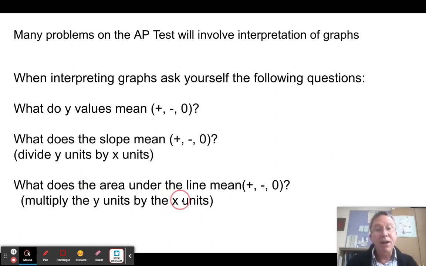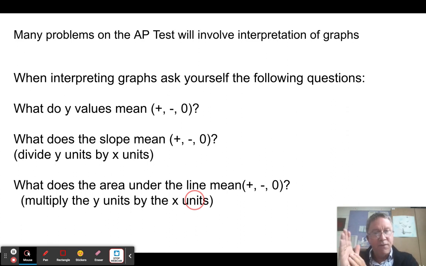The other thing is what the area means. If I multiply the units of the y-axis by the units of the x-axis, what does that give me? If I have meters per second on my y-axis times seconds, that leaves me with meters. Oh, it's displacement. So those are the three things.